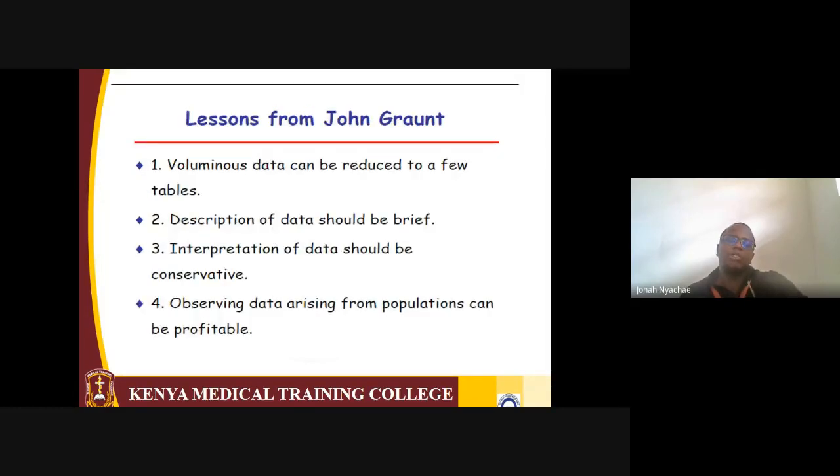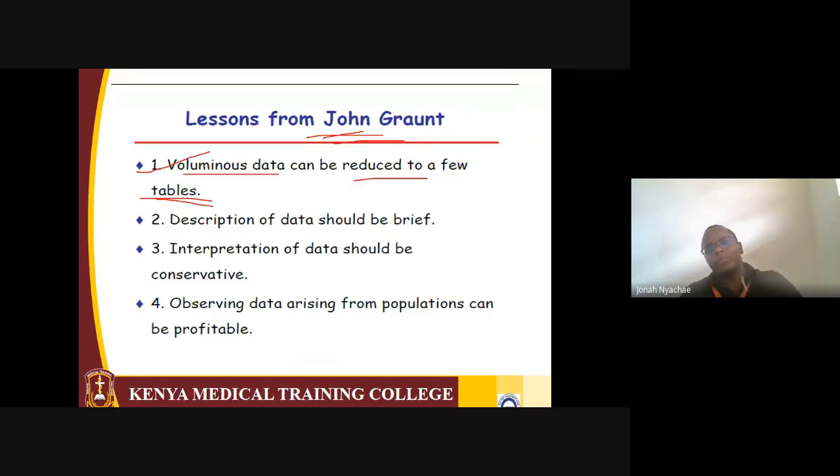So basically, from John Grant's story, after going through this data for a very long time, he was able to show the world that voluminous data can be reduced to a few tables. The way you will go and collect a lot of bulky data when you are doing your project, but then you reduce that data into just a table or a pie chart, and it communicates a lot. So that was the lesson we got from John Grant's story.